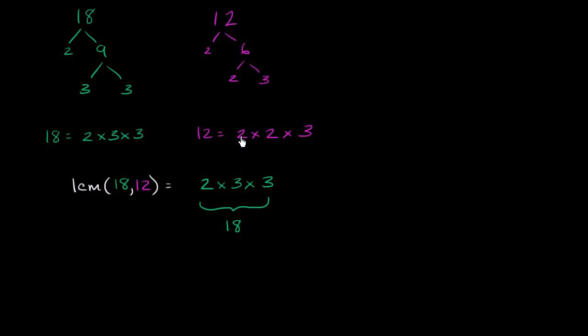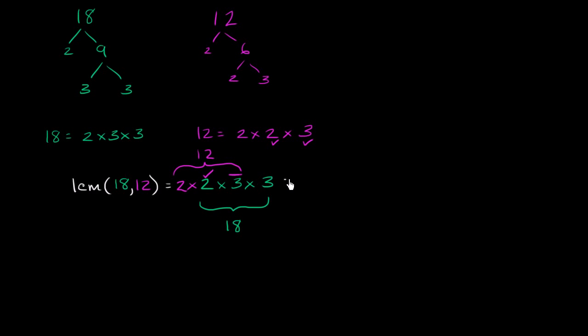And then for 12, we need two 2's and a 3. Well, we already have one 3, so our 3 is taken care of. We have one 2, so this 2 is taken care of. But we don't have two 2's, so we need another 2 here. Notice now this number has a 2 times 2 times 3 in it, or a 12 in it, and it has a 2 times 3 times 3, or an 18 in it. So this right over here is the least common multiple of 18 and 12.